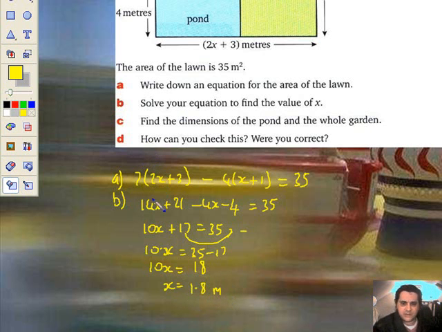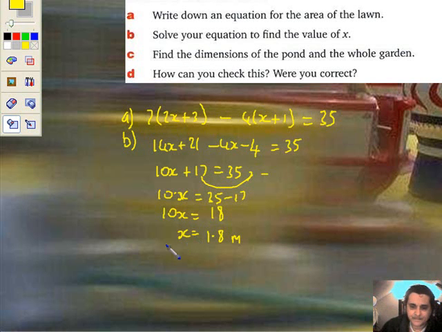Have a quick check on that one. 14x plus 21, take away 4x, take away the 4. What have we got? 10x, 17. Take it over and subtract it. 18. Yeah, that's good. So I've now worked out the value of x. Great. What does that mean? Find the dimensions of the pond and the whole garden.